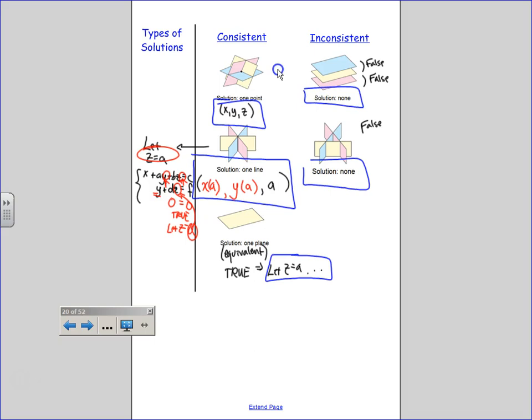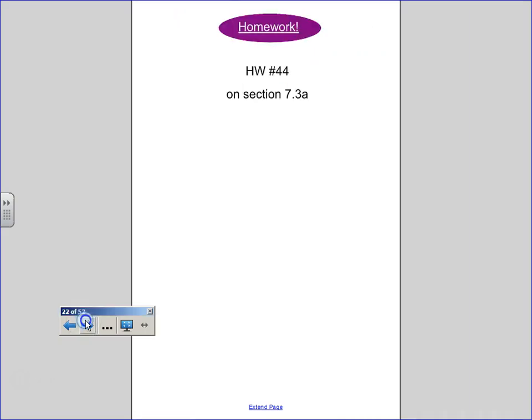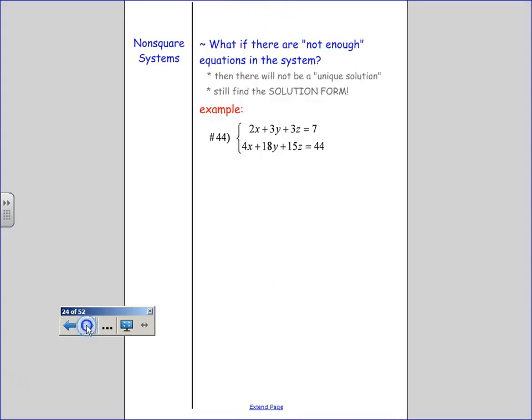3 planes can intersect in 1 point and 1 point alone, but 3 planes can also intersect in a line, and 3 planes, well, I guess, could technically all be the exact same plane. Kind of awkward and weird, but okay. But what if we only had 2 planes? That's what this is about. Number 44 says you only have 2.